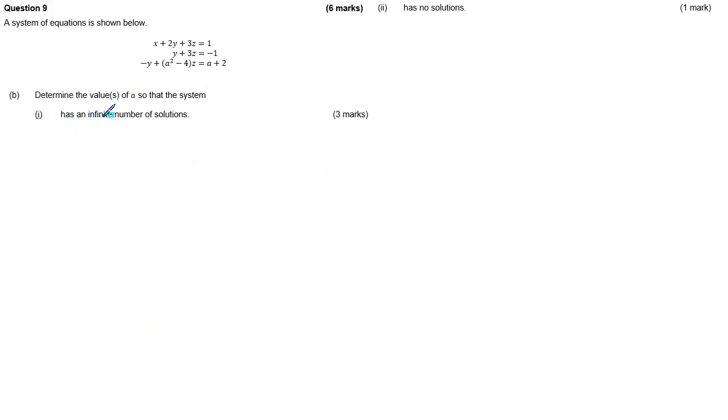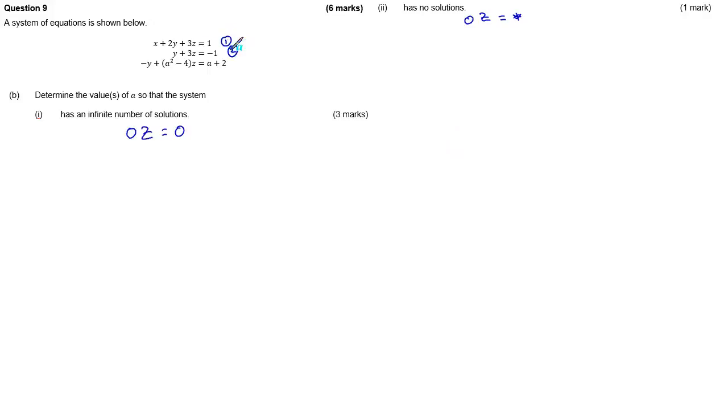We now want to determine the values of a so that the system has an infinite number of solutions or has no solutions. Now an infinite number of solutions will be a situation when we get 0 times z is equal to 0, and z can be absolutely anything there. Now it doesn't have to be z, it could be y or x here. And over here would be 0z equals something which isn't 0, in which case there's nothing that z could be.